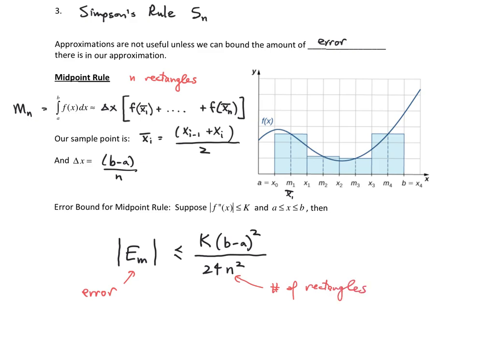Okay, so we'll be working on problems where we use technology to find our estimate, and we're basically going to use this formula to find our estimate. And then once we bound the second derivative, we'll be able to bound the error as well. Okay, so this is it for the midpoint rule.